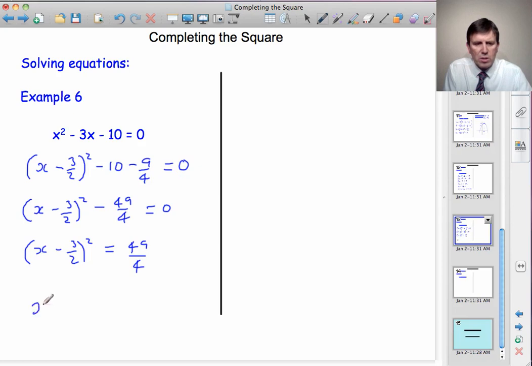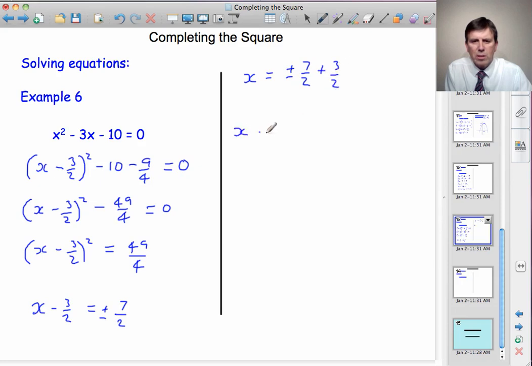Square root of the bracket squared is just what's in the bracket, x minus 3 over 2, and the square root of 49 over 4. The square root of a fraction is the square root of the top over the square root of the bottom. So the square root of 49 is 7, the square root of 4 is 2, but we must not forget it's plus or minus 7 over 2. Just as a check, 7 over 2 times 7 over 2 does give you 49 over 4. So we get x is equal to plus or minus 7 over 2, and when I take the minus 3 over 2 to the other side, it becomes plus 3 over 2.